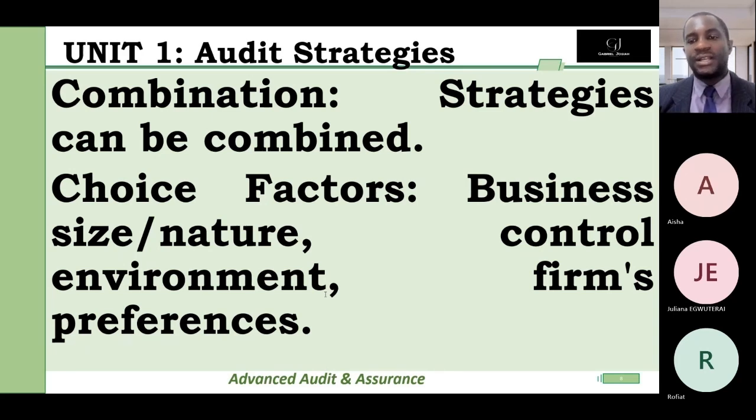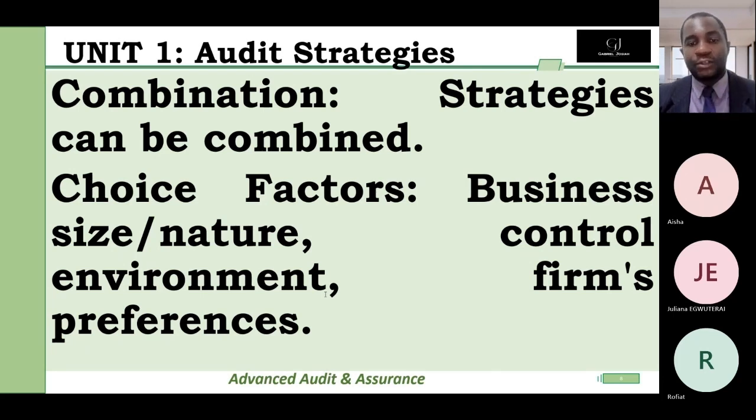So the factors influencing your strategy choice include the nature of the business, like I said. Larger complex organizations may require a risk-based strategy. Also, factors like control environment, like I said, strong controls may justify a system-based approach. Weak controls require a substantive approach.